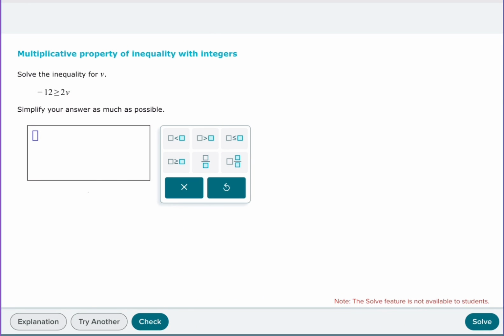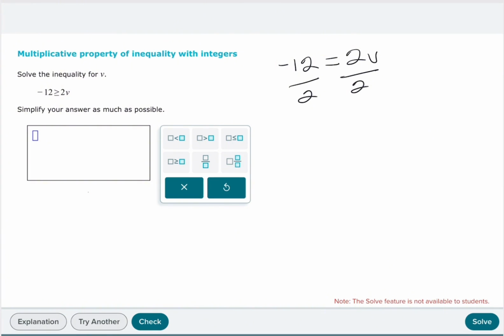So, when you do inequalities, you solve them just like you would if there were an equal sign. So if there were an equal sign here, you would just divide both sides by 2, and you would get negative 6 equals v. So you do the same thing when you have an inequality symbol. This is greater than, so negative 12 is greater than or equal to 2v.